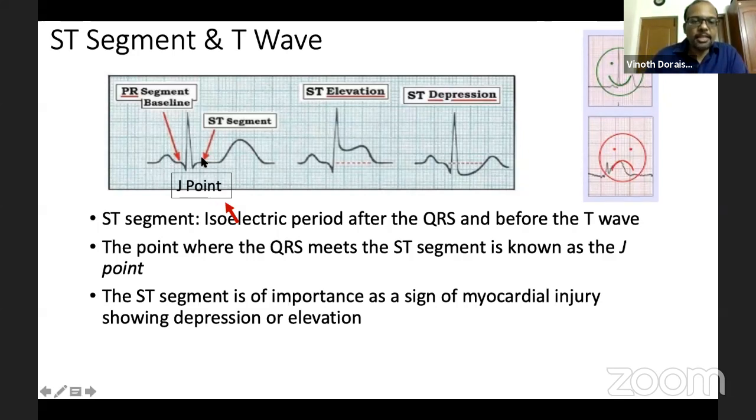The ST segment is the isoelectric segment between the QRS complex and the T wave. We know that ventricular depolarization is the QRS and the T wave is ventricular repolarization. So the ST segment is the period between ventricular depolarization and repolarization. And what is the J point? The J point is the junction between the QRS complex and the ST segment. Both the J point and ST segment are very important for diagnosing these ST-T changes, like for example a myocardial injury or a myocardial infarction.